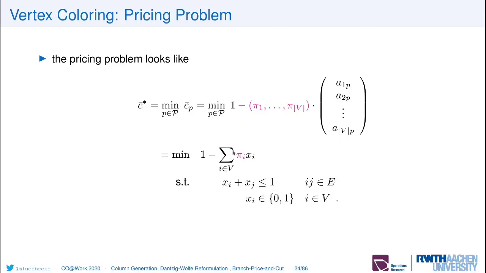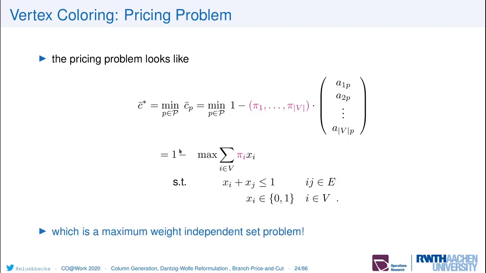And this is the reduced cost formula. It's just 1 minus the dual variables times whether a vertex is in the stable set I should construct, yes or no. And I can pull out the constant here. And then I will see that this is a well-known problem that results. It's the maximum weight independent set problem. It's a hard problem as well. Okay, but anyway, this is how the pricing problem looks like.